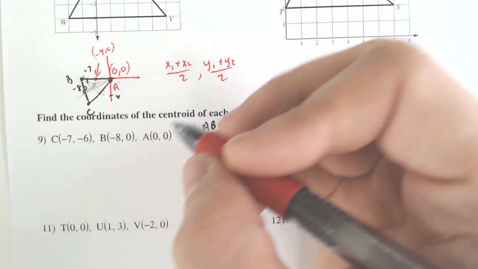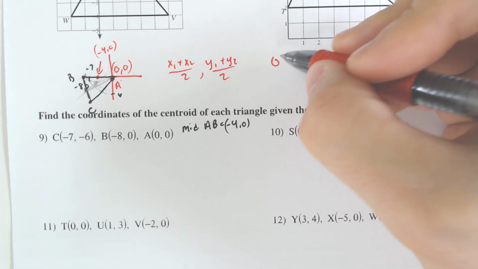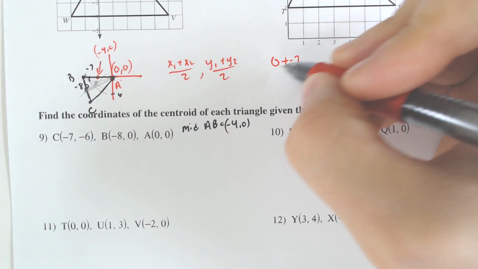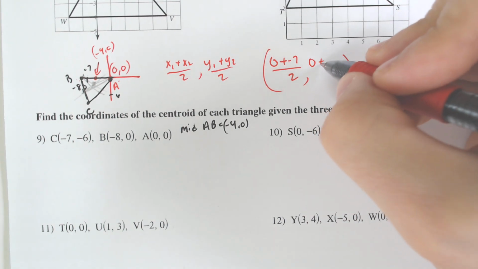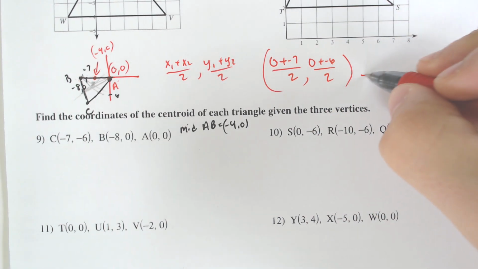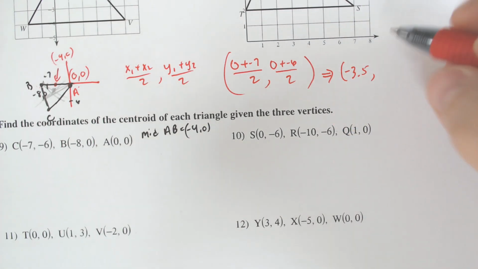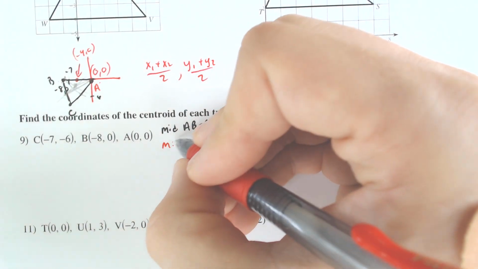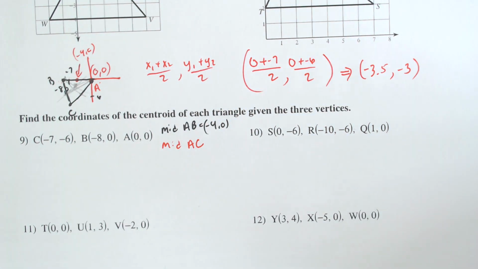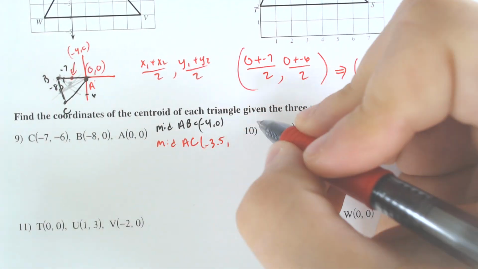Now for this one, I am going to use the midpoint formula. For A to C, I would have to add up 0 and negative 7 and divide by 2. And then I would have to add up 0 and negative 6 and divide by 2, which gets me negative 7 divided by 2, which is negative 3.5, and negative 6 divided by 2, which is negative 3. So the midpoint of A to C is negative 3.5, comma negative 3.